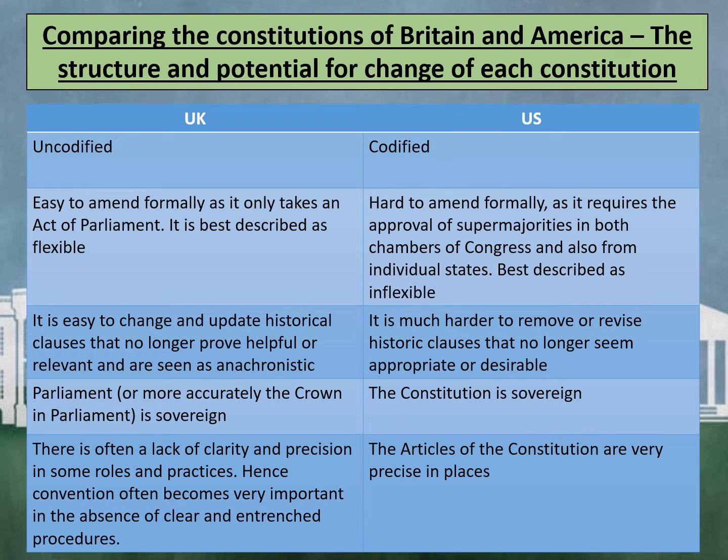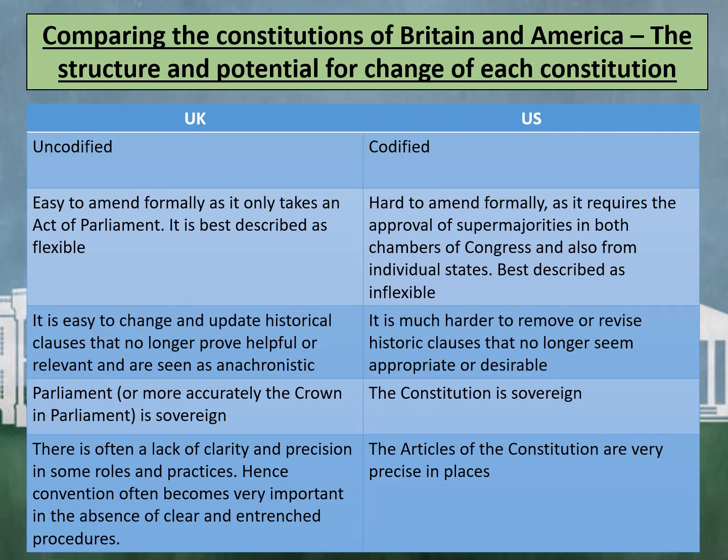Let's compare Britain and America by looking at the structure and the potential for change of each constitution. Firstly, the UK has an uncodified constitution versus the US's codified one. The UK constitution is easy to amend formally as it only takes an act of parliament. It is best described as flexible, whereas the US Constitution is hard to amend formally, as it requires the approval of supermajorities in both chambers of Congress, and also from individual states. This can be best described as inflexible.